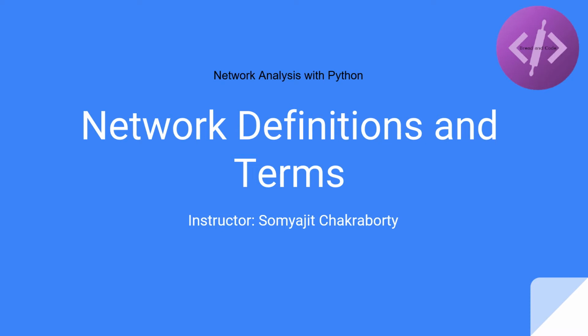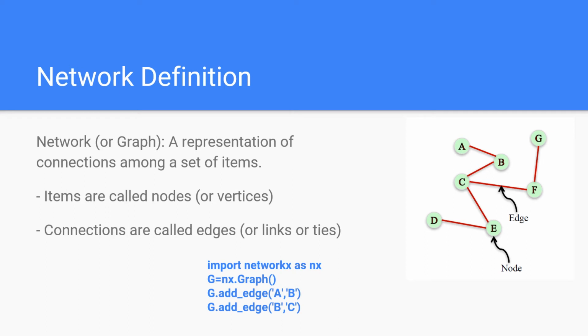Today, we are going to look at some of the definitions of network and its terminologies. So, how can we define a network? Well, a network can be defined using the mathematical concept of graph theory. In the first video, we already described a network as a collection of items which have interconnections among them.